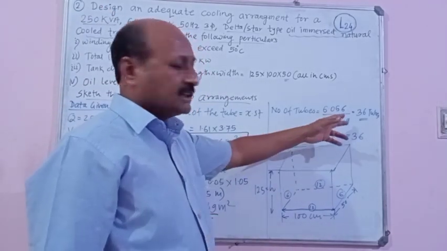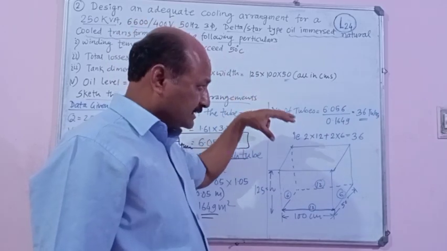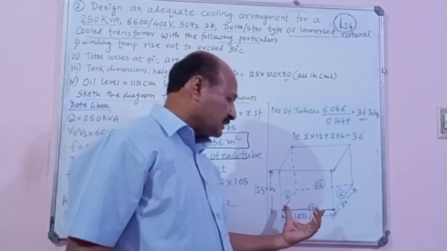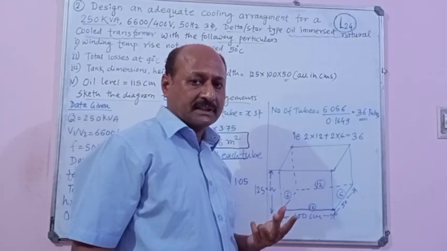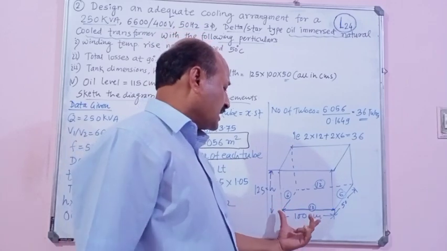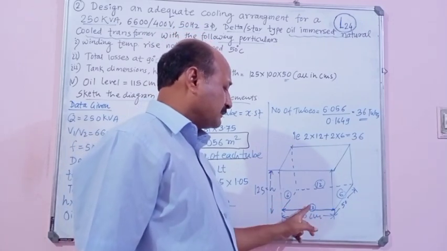Then you have to insert the 36 tubes in the tank in such a way that there is equal spacing between the two tubes. How will you calculate that equal distance? 100 centimeter divided by 12.